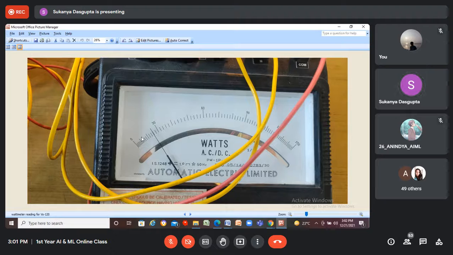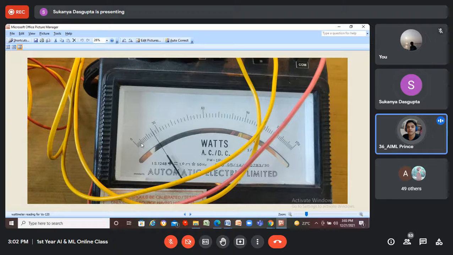This first division is 0 to 30, means 30 watt. After this is 30, that means this is 40, 50, 60. It means in between 30 and 40, only 5 divisions are there. Right? And here in between 0 and 30, this bigger pointer is 10 and this is 20. So 0, 10, 20 and then 30. Also in between 0 and 10, there are 5 divisions.